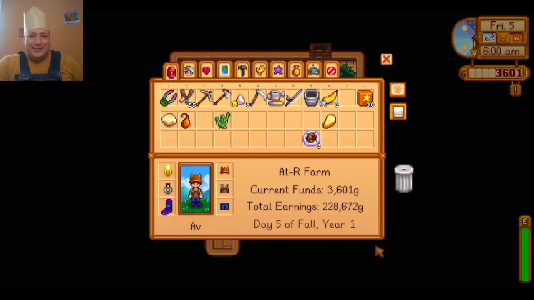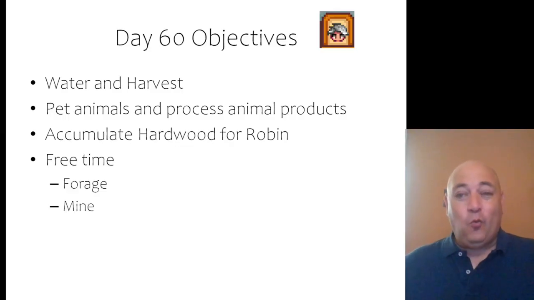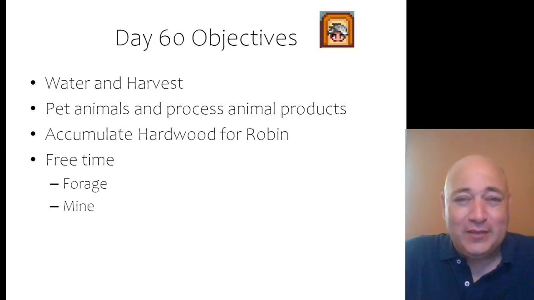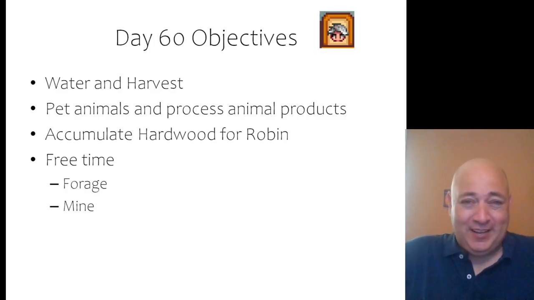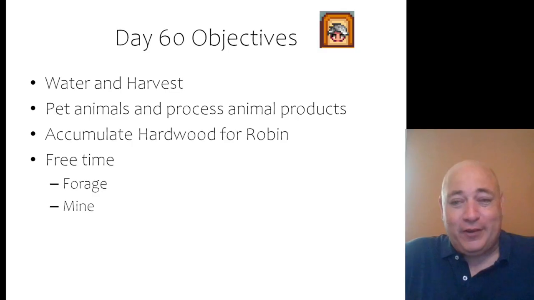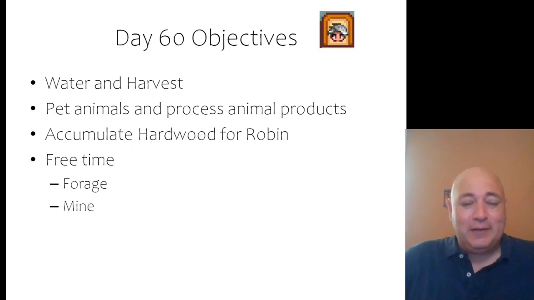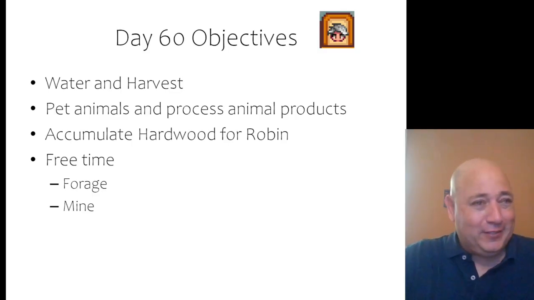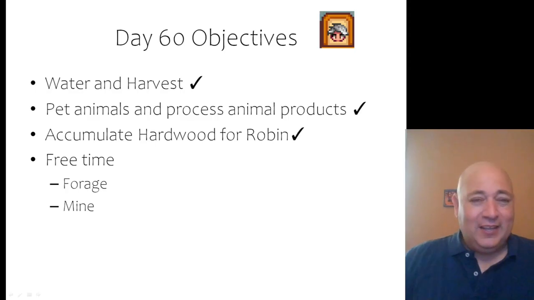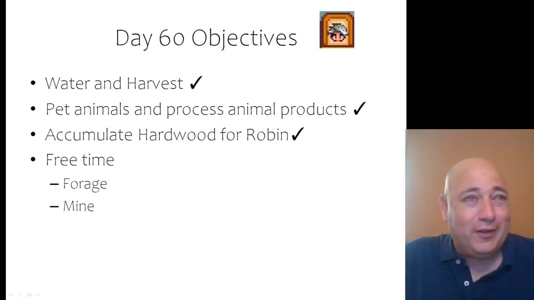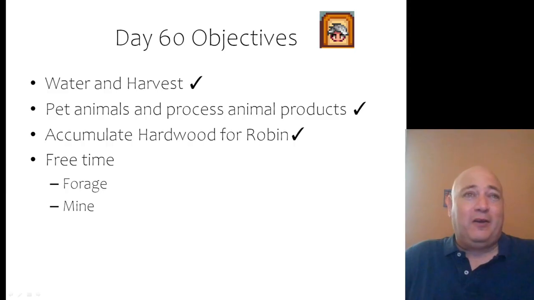Back to you, Dino. Wow. That was a gamble that paid off. It was risky, but you did a great job, Av. That was spectacular. So as far as things we got done, we did harvest in one of the crops. We did pet and process the animal products. We did accumulate hardwood for Robin. We closed that one. That was awesome. And we got the bus fixed for the desert.